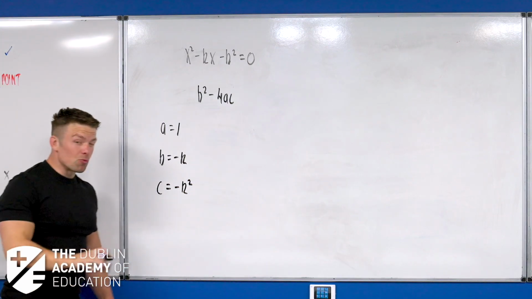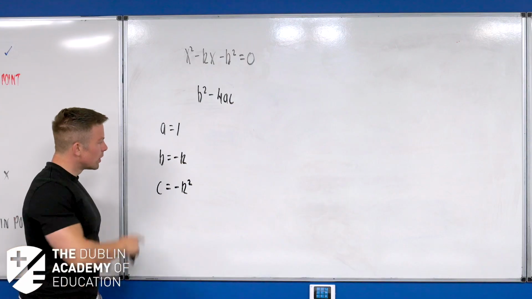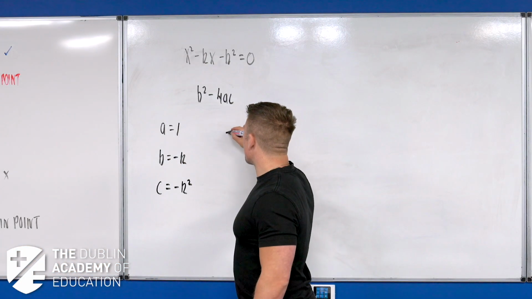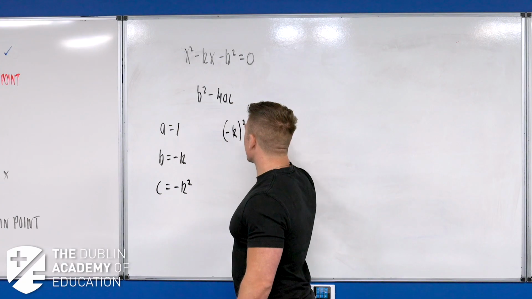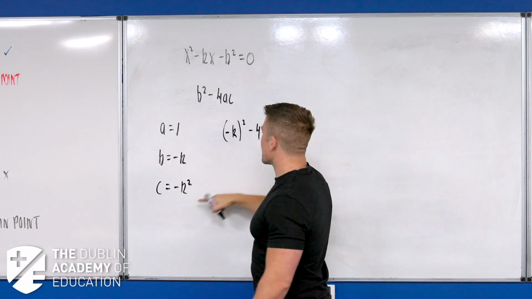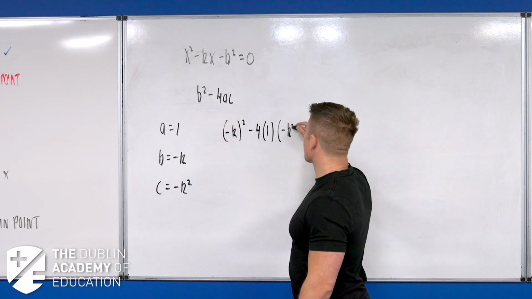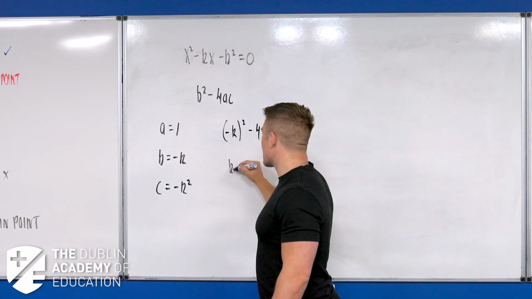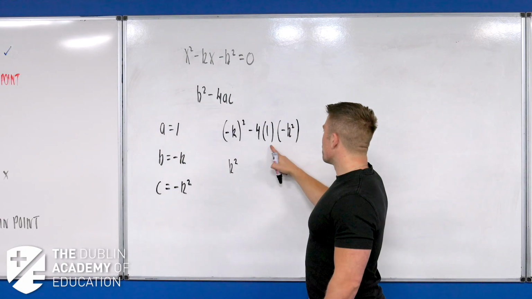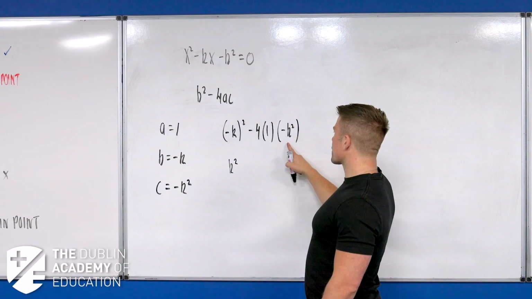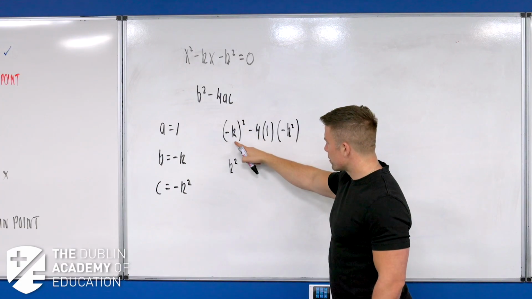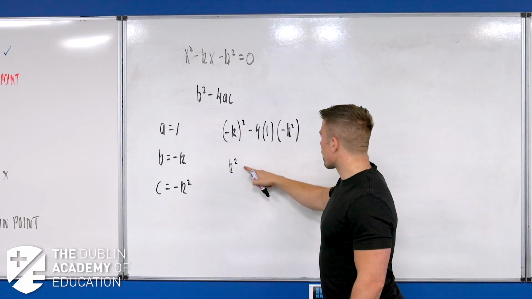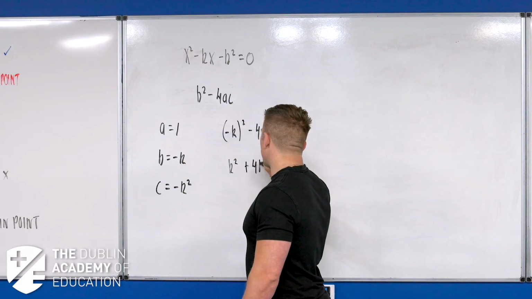Cool. Just got to be really careful. I'd slow it down if I were you. If that was numbers, it'd be handy. Letters, not so great. So b squared, we've got minus k squared, minus 4 times a times c. Cool. So minus k by minus k gives me k squared. Minus 4 by minus k squared. Note the difference here. That squared squares that. That squared's already on the k. Minus by minus is a plus. So we've got k squared plus 4k squared.